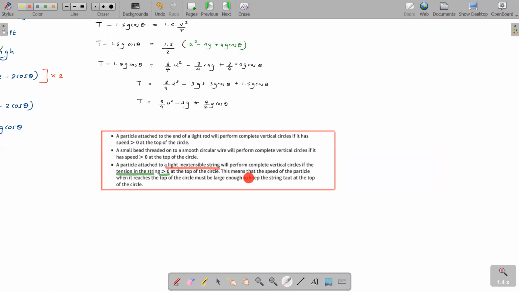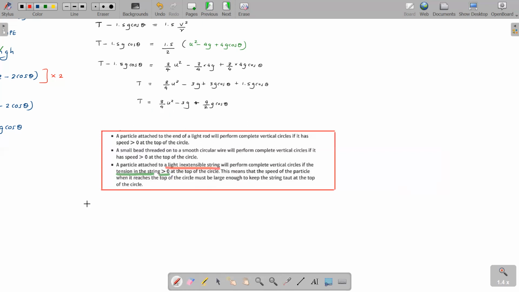And that's what they say. This means the speed of the particle when it reaches the top of the circle must be large enough to keep the string taut. So we don't need to find the velocity as such, but it should be good enough to keep the string taut. It should be good enough to keep the tension positive. Okay. All right, so we'll go with this point. So we need the third point in this case.